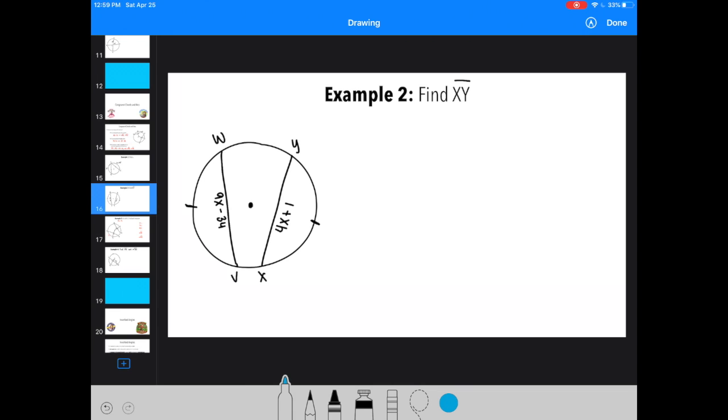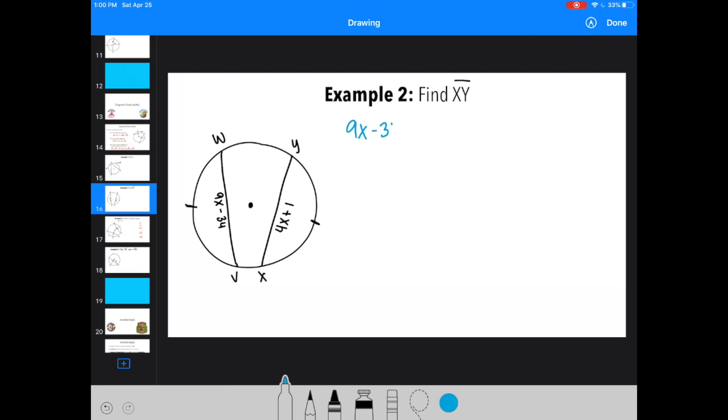Here, I'm wanting to try to find XY. What is the distance or the length of segment XY? Well, XY is actually a chord. Here, it tells me that my arcs are congruent. So if my arcs are congruent, that corresponding chord is going to be congruent. So I can set those two quantities equal to each other, solve for X, and then plug in for XY.